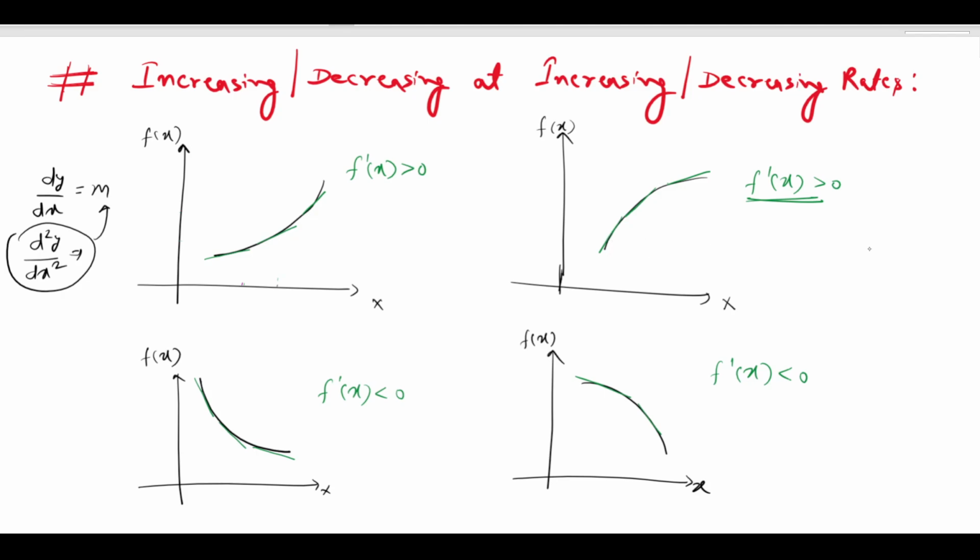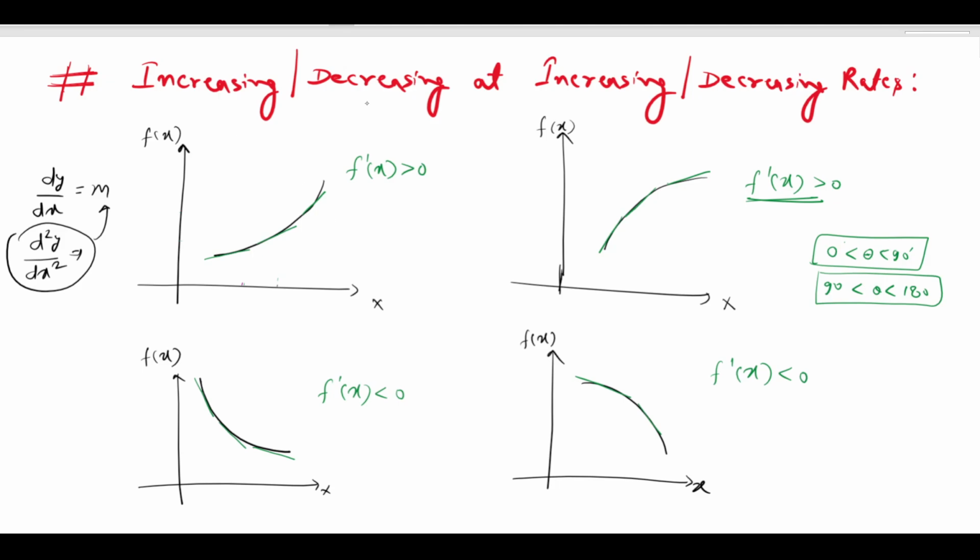If the angle is between 0 to 90 degrees, then our slope will be positive, and if it is between 90 to 180 degrees, then the slope will be negative. Fine. So for the first two graphs, the first derivative is positive, it means they are increasing functions, and for the last two graphs, the first derivative is negative, so they are decreasing functions.